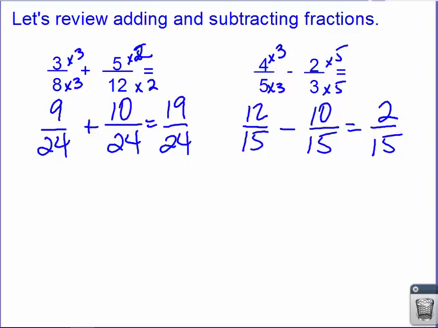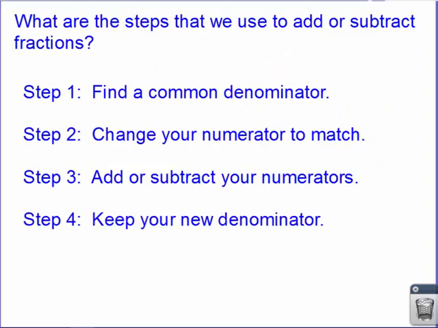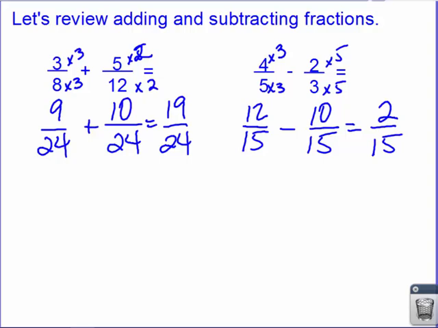Okay, so the third step, or fourth step, I've actually already done. We add or subtract our numerators, but then the next step is keep the new denominator. Once we've changed our denominator, we don't mess with it. We keep it the same. So this one I just brought the 24 across. This one I brought the 15 across, because that tells us what size piece we're dealing with.